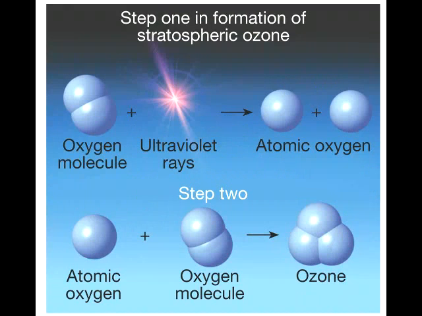Ozone is formed by the absorption of ultraviolet radiation by oxygen. One oxygen molecule absorbs very short-wave ultraviolet radiation and forms two unstable oxygen atoms. The unstable oxygen atom combines with an oxygen molecule to form ozone.